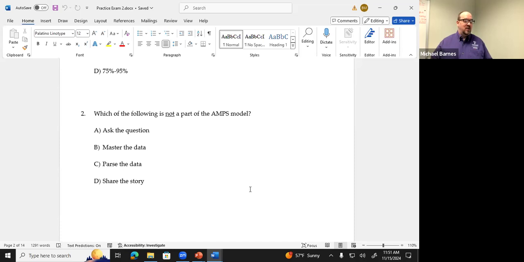So ask the question, master the data, perform the analysis, and share the story. Those are the 4 parts of the AMPS model. What is not listed here? Well, parse the data. Hopefully I didn't catch any of you off guard with that one. That still looks like AMPS model, but it's not parse the data, it's perform the analysis.